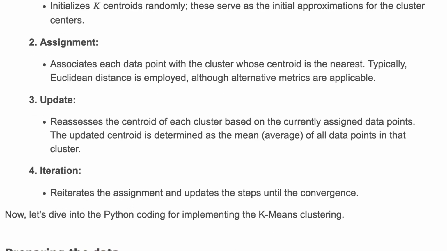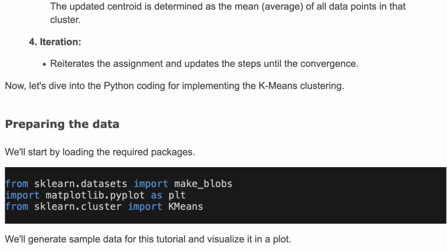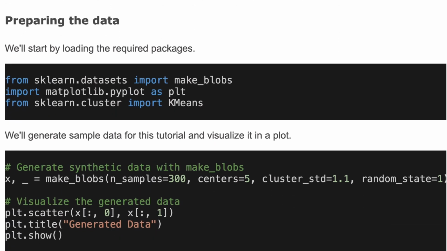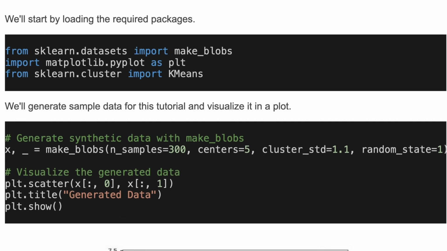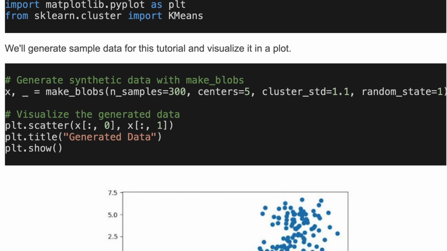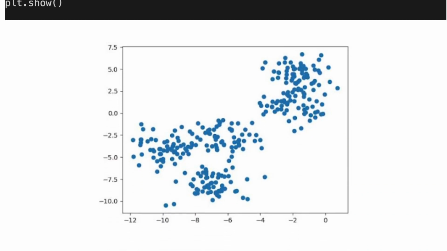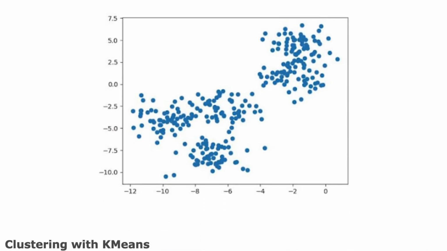Now let's dive into the Python coding for implementing the K-means clustering. We'll start by loading the required packages. Here we use sklearn datasets and cluster, and matplotlib libraries. We'll generate sample data for this tutorial and visualize it in a plot. In this code, we generate synthetic data with a make_blobs function and visualize it in a scatter plot. Here is the target data for us to cluster with K-means.